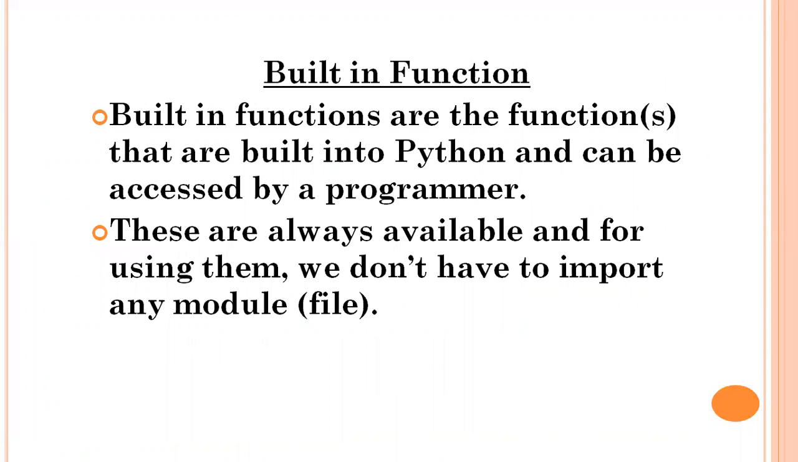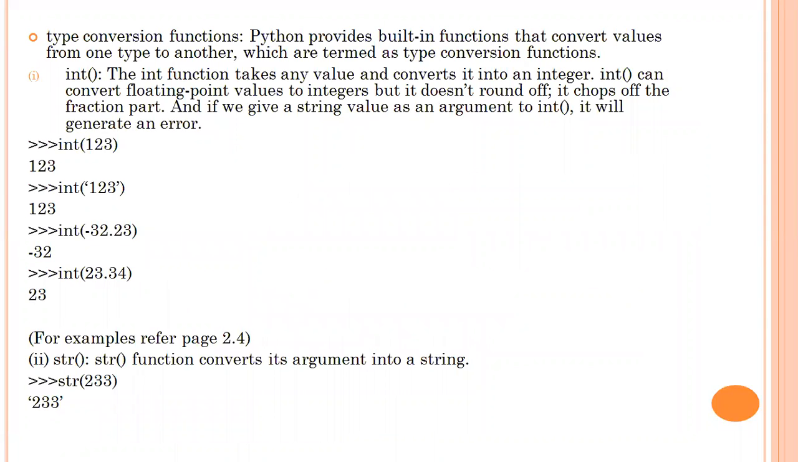Now next is built-in functions. Built-in functions are the functions which are predefined in Python itself. For example, first is type conversion functions. Very first is int. If you write int within brackets 123, it will convert into an integer.